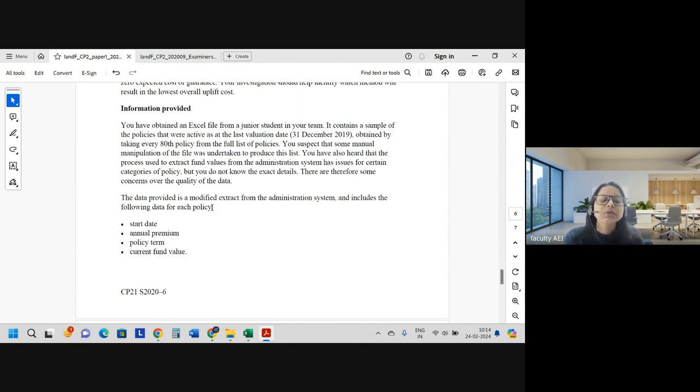So this is actually one of the most difficult papers of the entire CP2. You have obtained an Excel file. It contains a sample of policies that were active at the last valuation date, which is 2019, obtained by taking every 80th policy from the list. There are 8000 policies, and as they have mentioned, every 80th policy they have taken, so there will be 100 policies.